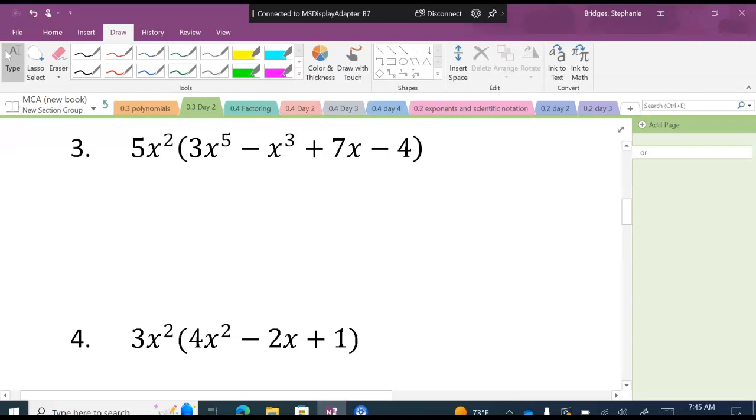How many terms are in that parentheses? 4 of them, right? Okay. 3x to the 5th, negative x to the 3rd, 7x, and negative 4. Those are different terms. So we're just going to distribute that 5x squared to all 4 of those terms.